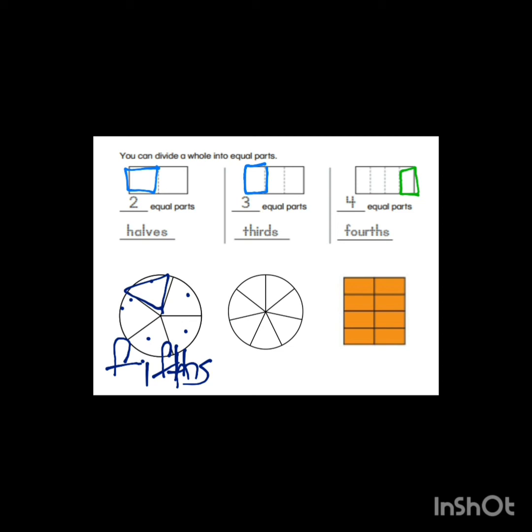So if I have 1, 2, 3, 4, 5, 6, 7 equal parts, do you know what I call it? Super. It's seventh. It's sevenths. Each part is a seventh. How about if I have 8 equal parts? Think a little bit. What will I say? Super. I will say eighth. Eighths. Each part is an eighth.